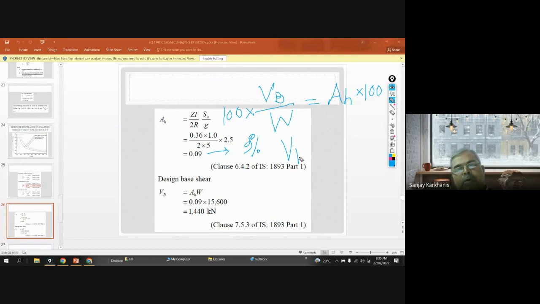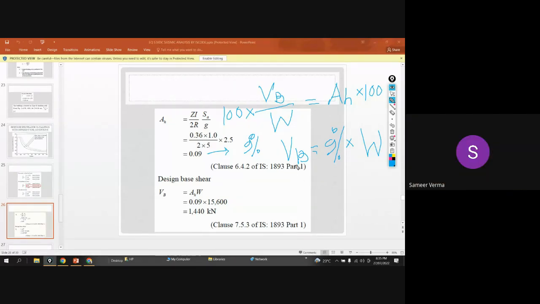अब मैं ऐसे बोलता हूँ, VB इक्वल टू 9% ऑफ W. अब ये क्या बात कर रहा है? अभी भी बात नहीं कर रहे हो. डिजाइन बेस शेयर 9% होगा बिल्डिंग के वेट का, स्ट्रक्चर के वेट.